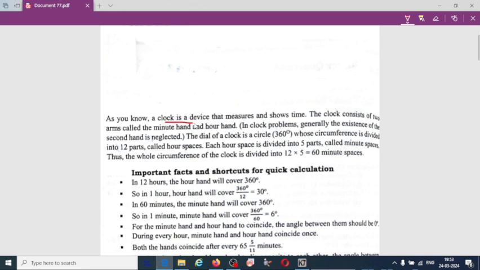As we know, clock is a device that shows time. Clock consists of two arms, one is minute hand and hour hand. Second hand usually we neglect. The dial of clock makes around 360 degree, whose circumference is divided into 12 parts called hour space. And hour space is divided into 5 parts we call minute space. So the whole circumference of the clock is divided into how many minutes? 12 into 5, 60 minutes space.